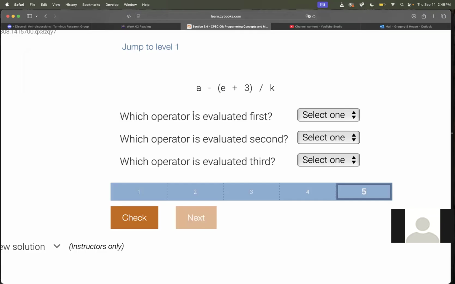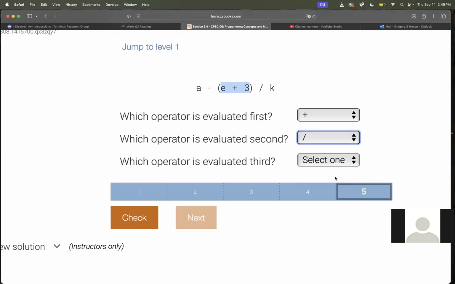Okay, lot here. We've got a negative, we've got a plus, we've got division. What happens first? Well, parentheses, right? So the part that I've highlighted has to happen first, which means we're going to do that plus first. And then after we do that, now we have negative, subtraction, and we have division. Well, division happens before subtraction. So division is next.